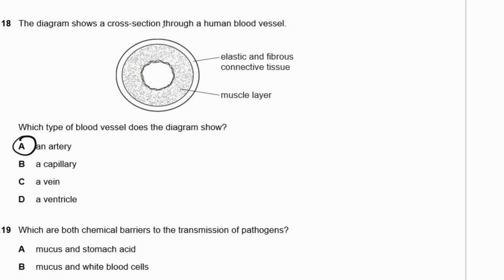Okay, a capillary, the wall would be one cell thick. There'd be no muscle layer, no elastic fibrous connective tissue. It would just be one cell thick and be very narrow. A vein, you don't have the muscle layer, and the elastic fibrous connective tissue would be much less. Well, the muscle layer is much, much thinner. And you might even see part of a valve. A ventricle, well, that's not even a blood vessel. That's a chamber of the heart. Okay, so the answer is definitely A.